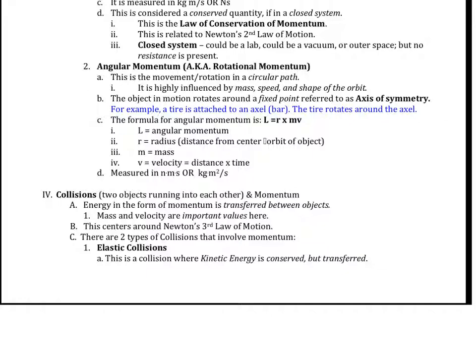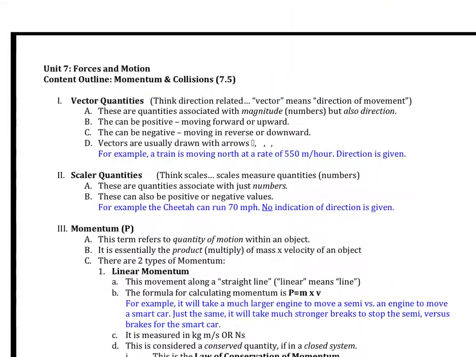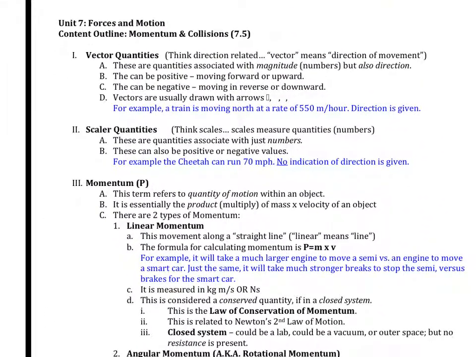All right, next page. So 7.4 was just one page listing Newton's three laws. Make sure you know those. Make sure you know the equation for Newton's second law. And that brings us to 7.5, momentum and collisions.